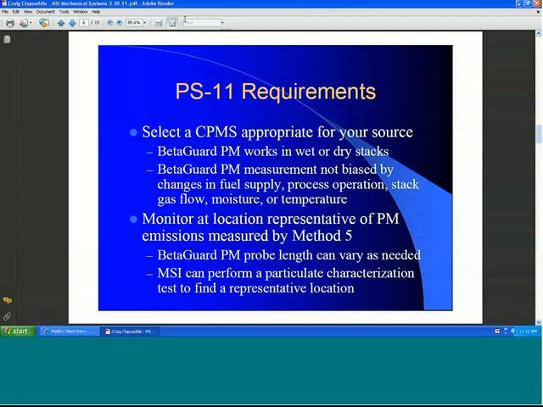PS11 says that the source owner is supposed to monitor particulate at a location that's representative of particulate emissions as measured by the reference method, method 5. We can vary the BetaGuard probe length as needed to find the representative sampling location in your stack, and we can actually perform a particulate characterization test in your stack to find that representative sampling location. We've done that many times at stacks.